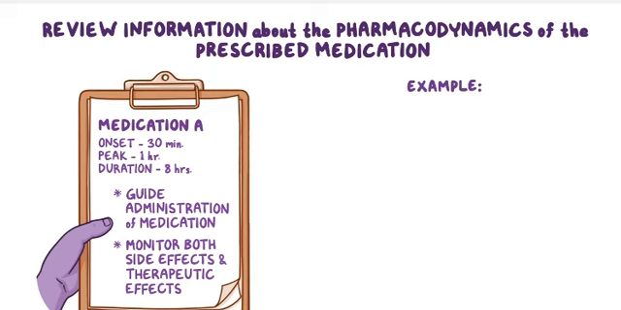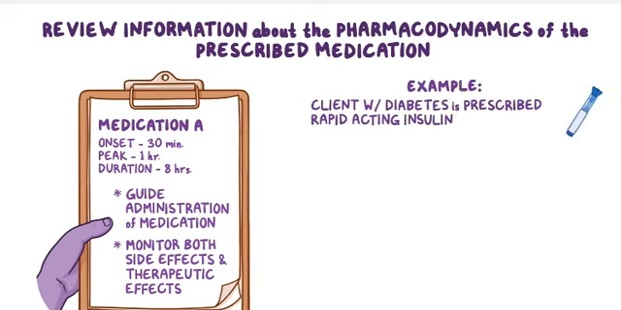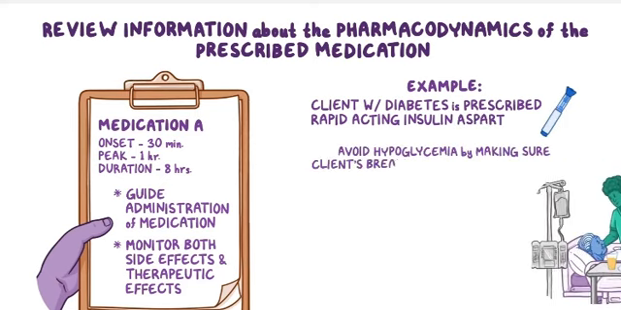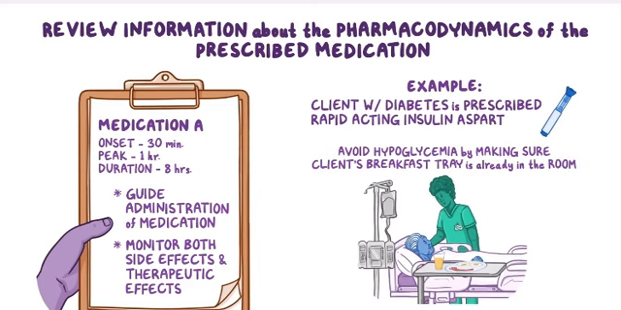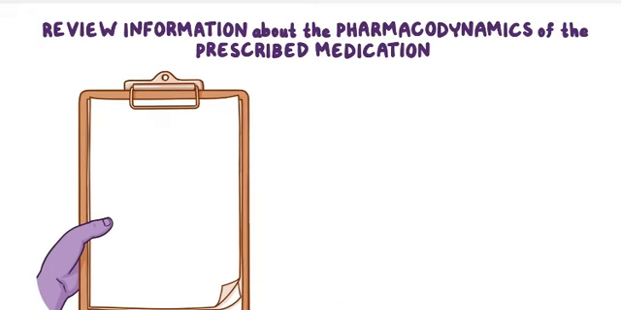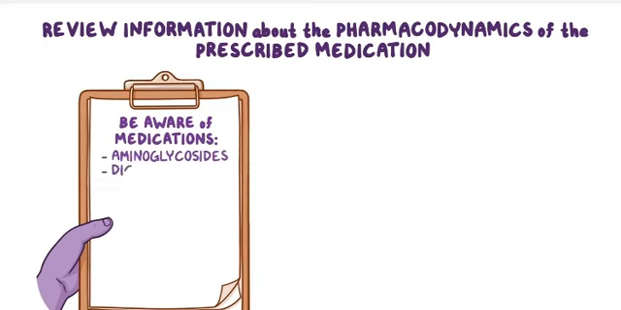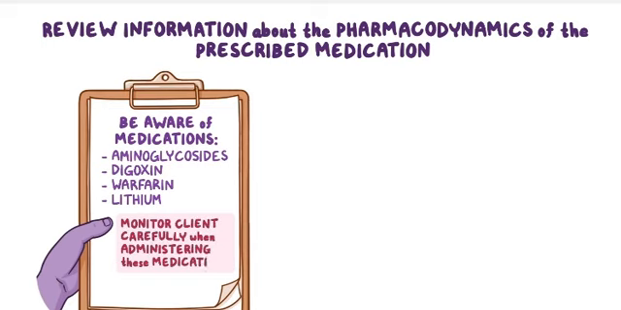For example, if a client with diabetes is prescribed a rapid-acting insulin like insulin aspart, avoid hypoglycemia by making sure the client's breakfast tray is already in the room before administration, which ensures your client can eat within 5 to 15 minutes of administration. You'll also want to be aware of medications such as aminoglycosides, digoxin, warfarin, and lithium, and monitor your client carefully when administering these medications.